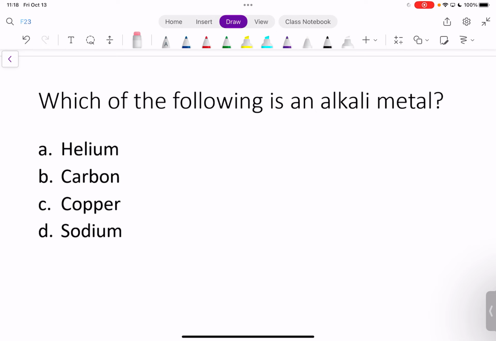Alkali metal. What group are alkali metals in? 1A, yeah. So now your job is, okay, I know group 1A is alkali metals since I've memorized it, right? So which one of these elements is in group 1A? Yeah, sodium. Sodium's in group 1A. So remember, the first group, 1A, on the very left of the periodic table is alkali metals.